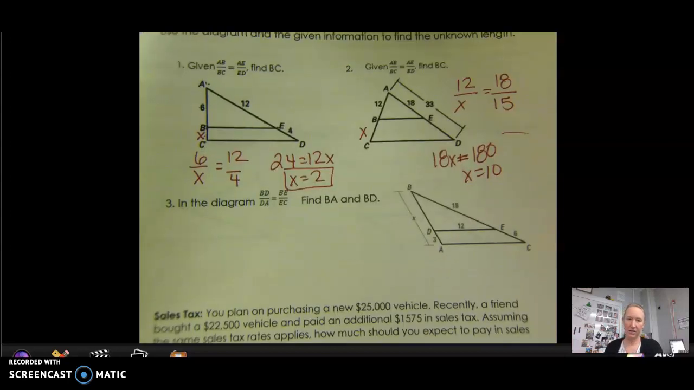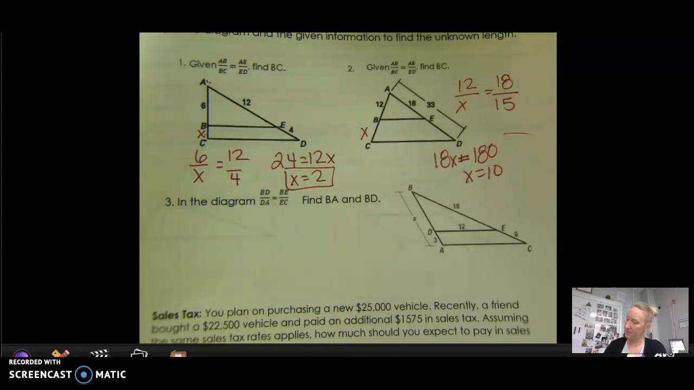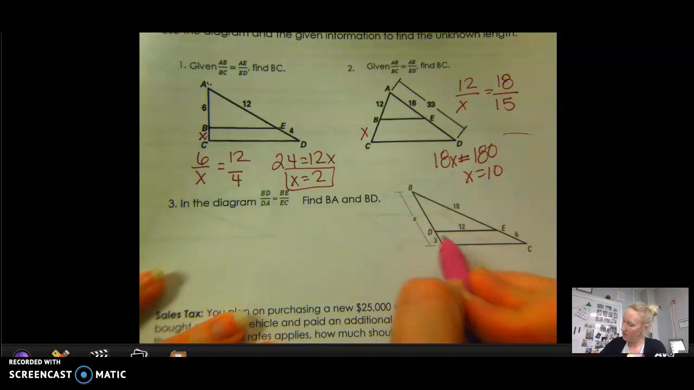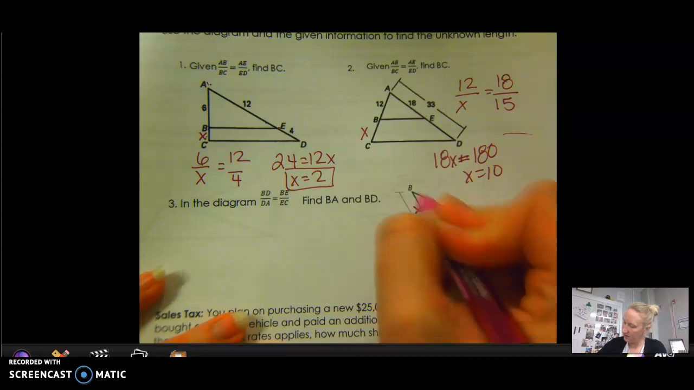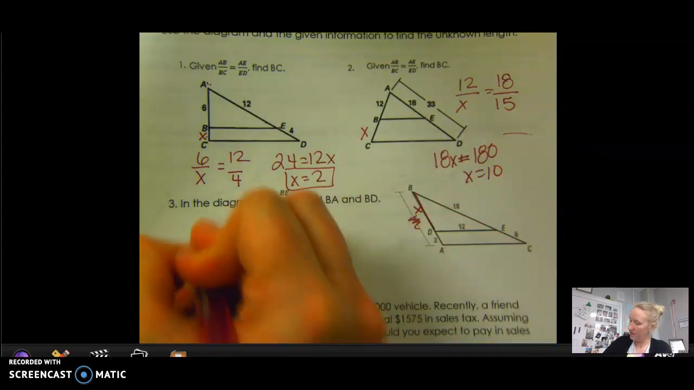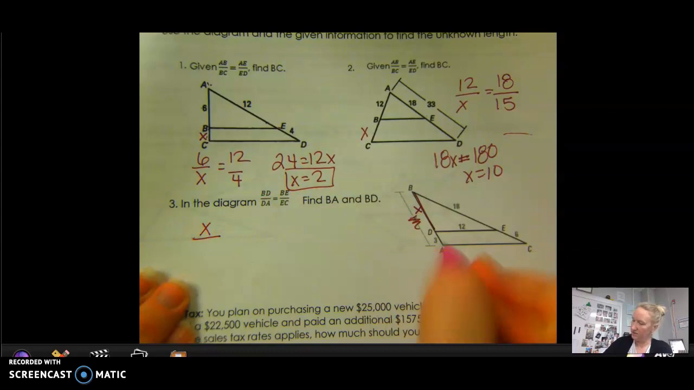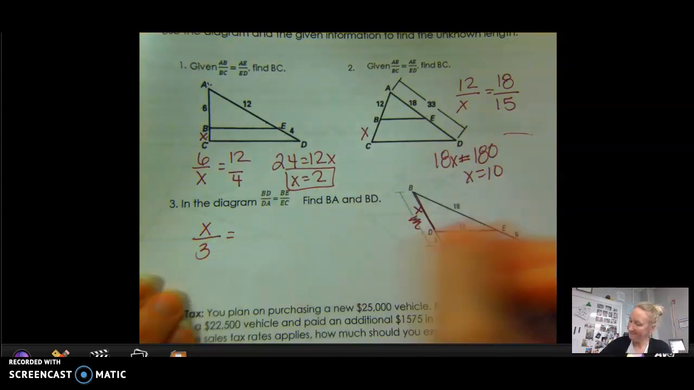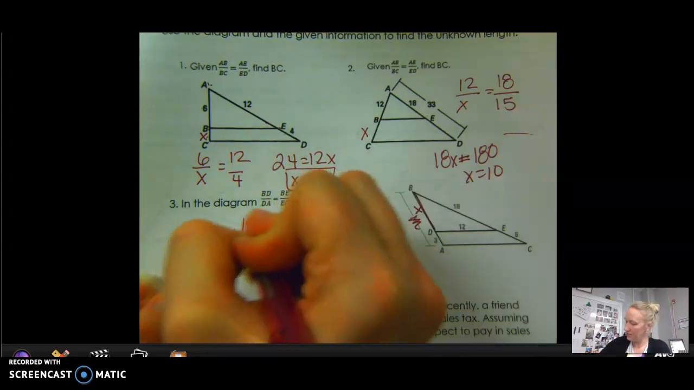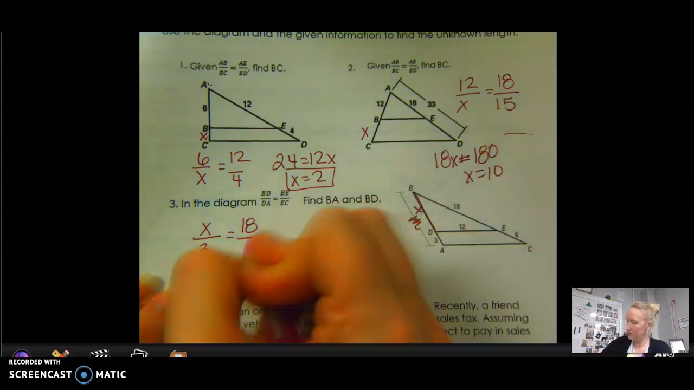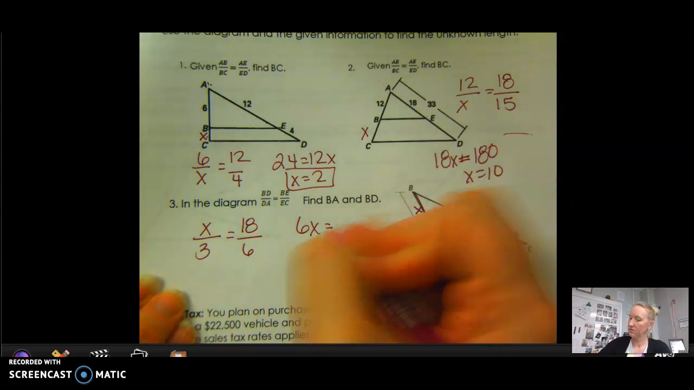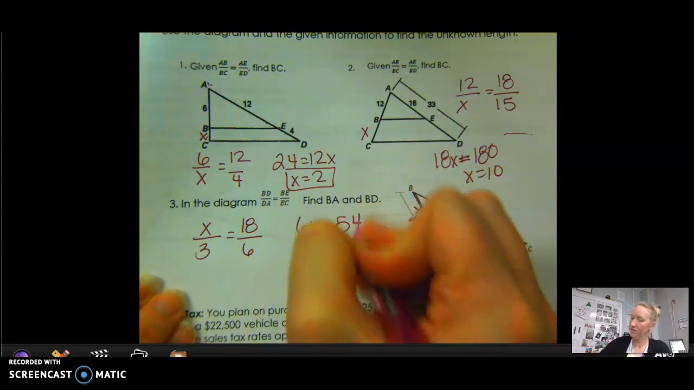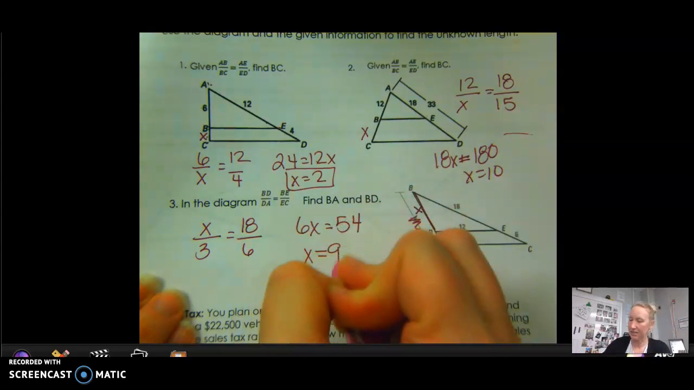In the diagram, BD over DA equals BE over EC. So I'm just going to plug in what I know. I'm going to label BD as x and not that whole distance. So x over DA, which is 3, equals BE, which is 18, over EC, which is 6. Cross multiply, I get 6x equals 54. Divide by 6, x equals 9.